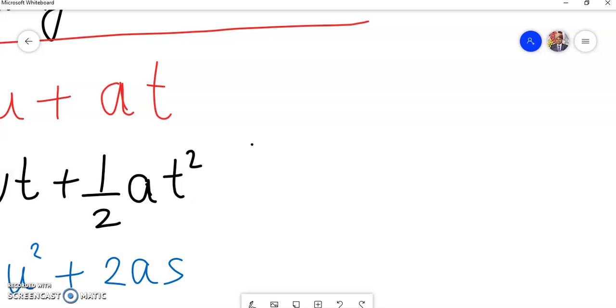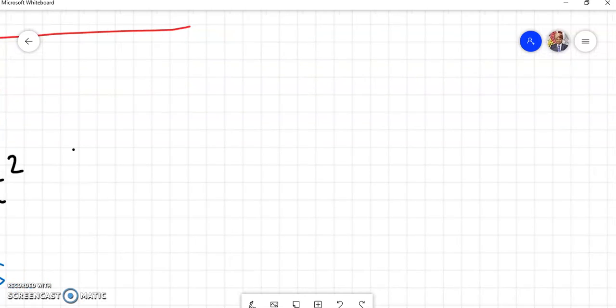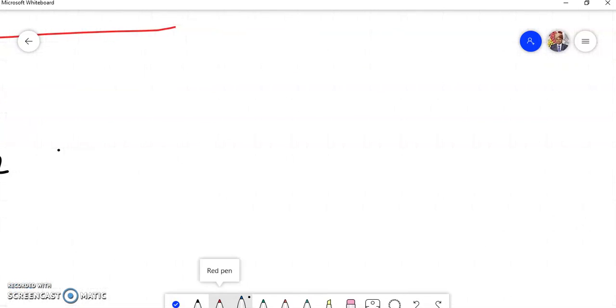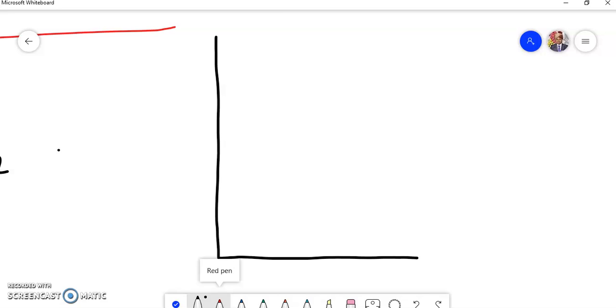Since we are talking about uniformly accelerated motion, in this motion the acceleration will be uniform. Uniform means that its change will be taking place at a uniform rate, right? So initially what we do, we draw a VT graph. VT graph means we have velocity and time graph. This very beautiful graph we will draw.